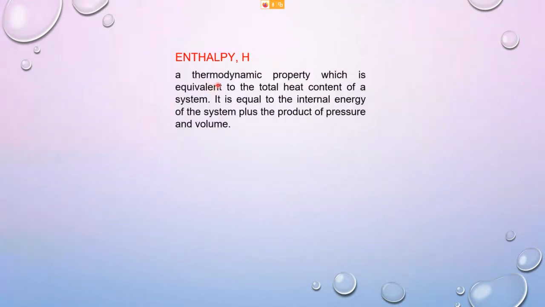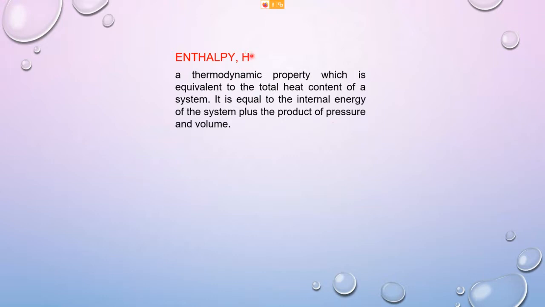So then you have enthalpy. Enthalpy is also a property of thermodynamics. Now, what's the definition of enthalpy? In thermodynamics, enthalpy is a thermodynamic property which is equivalent to the total heat content of a system. It is equal to the internal energy of the system plus the product of pressure and volume. So enthalpy basically is the sum of internal energy and the product of pressure and volume.